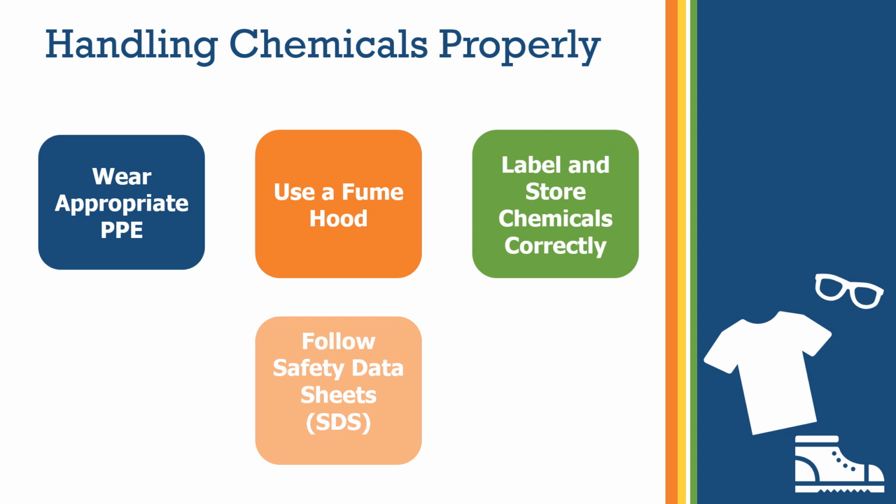Label and store chemicals correctly. Ensure all chemicals are clearly labeled with their names and hazard information. Store them according to their compatibility and safety requirements. Follow safety data sheets, SDS. Always refer to the SDS for information on handling, storage, and emergency measures. This ensures you're aware of the risks and the necessary precautions.